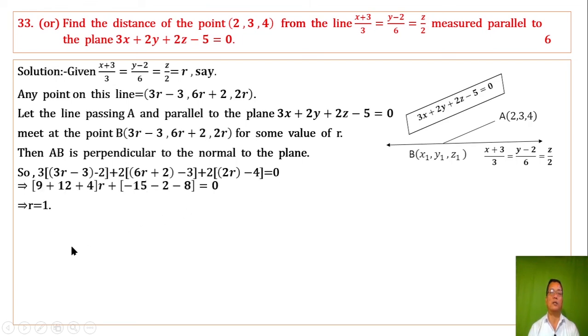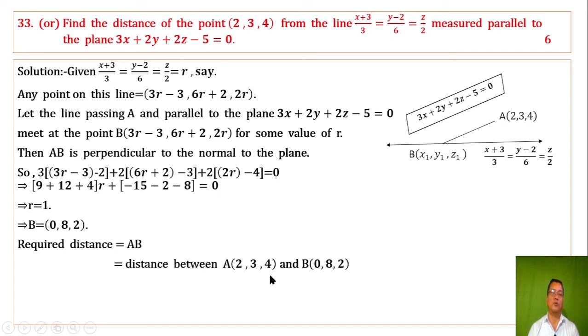R is 1. Therefore B becomes, put R equal to 1, we have this, R equal to 1, we have this, R equal to 1, we have this. The required distance is the distance between the given point A and point B. Using the distance formula, the distance is square root of 33 units.